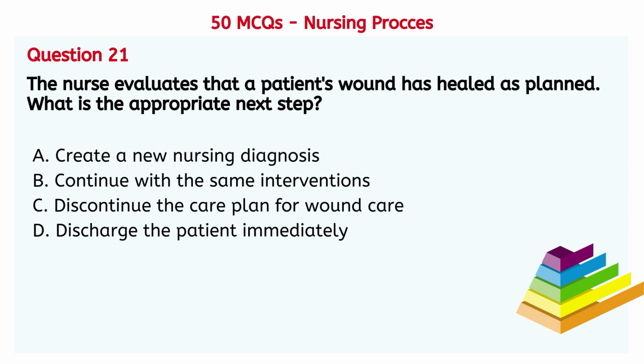Question 21. The nurse evaluates that a patient's wound has healed as planned. What is the appropriate next step? The options are: A. Create a new nursing diagnosis. B. Continue with the same interventions. C. Discontinue the care plan for wound care. D. Discharge the patient immediately.